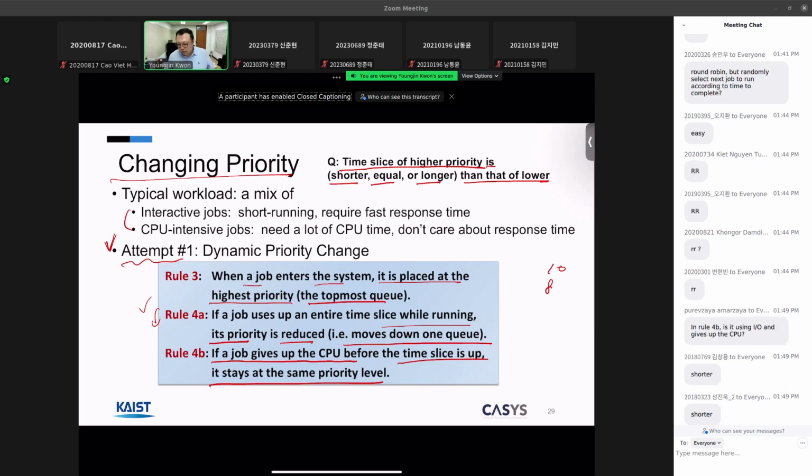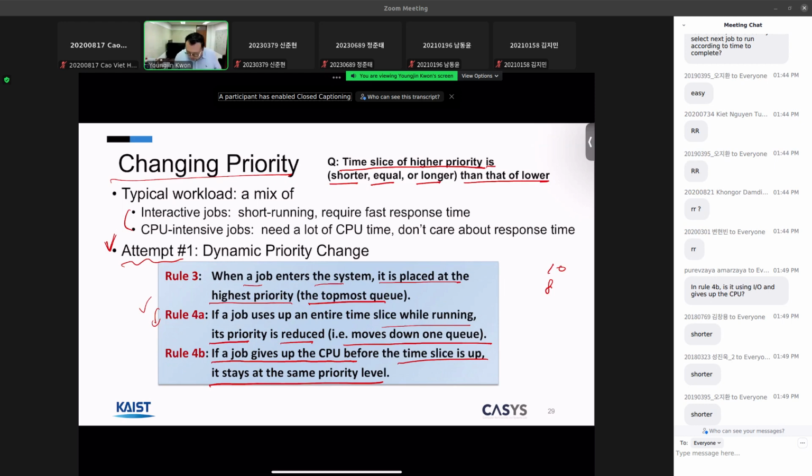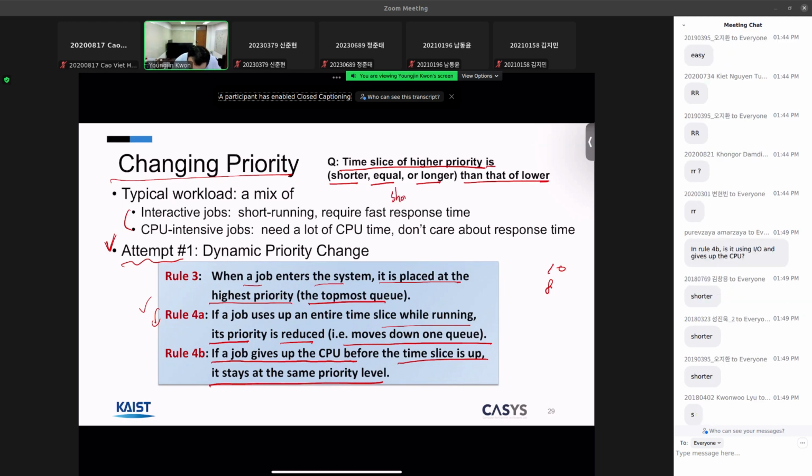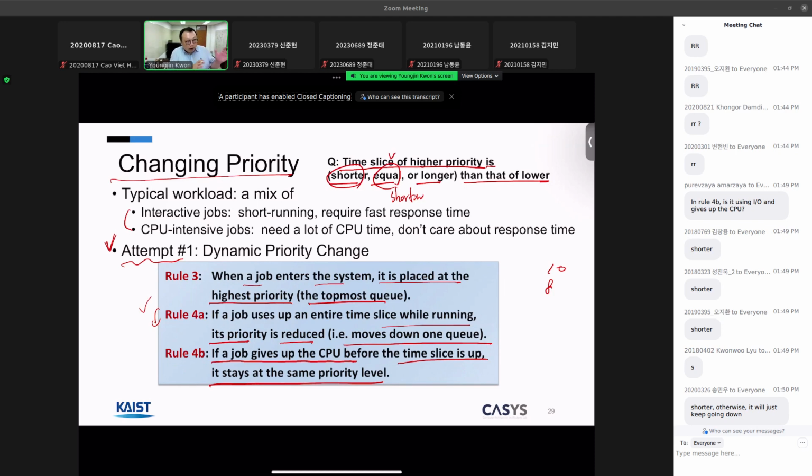Okay, I'll get back to you. Shorter, longer. So usually shorter. But in their textbook, it uses equal. Not that great, but for simplicity it uses equal, while some Linux or modern operating systems have shorter. So shorter and equal, depending on the textbook, but longer doesn't make sense.